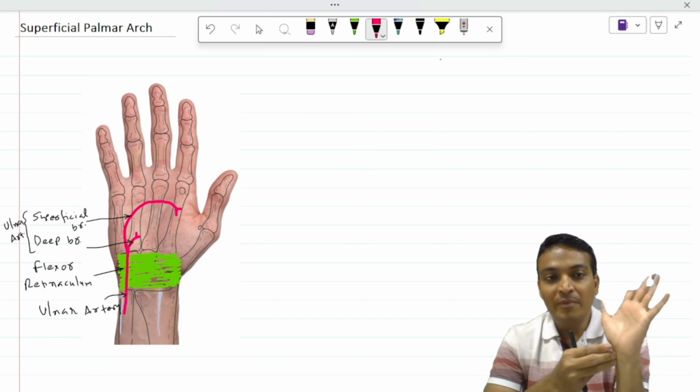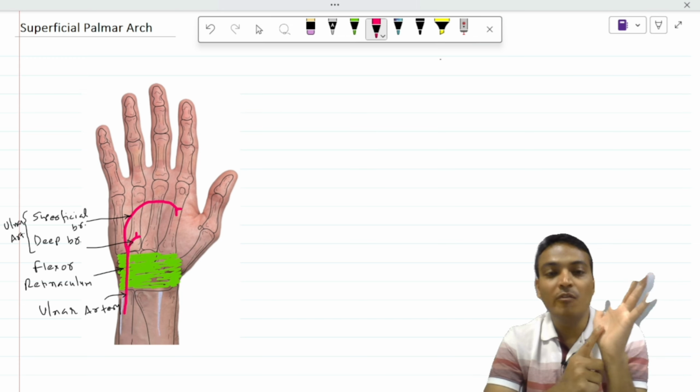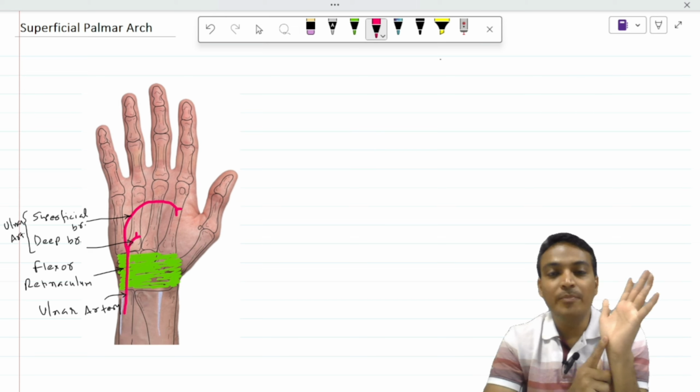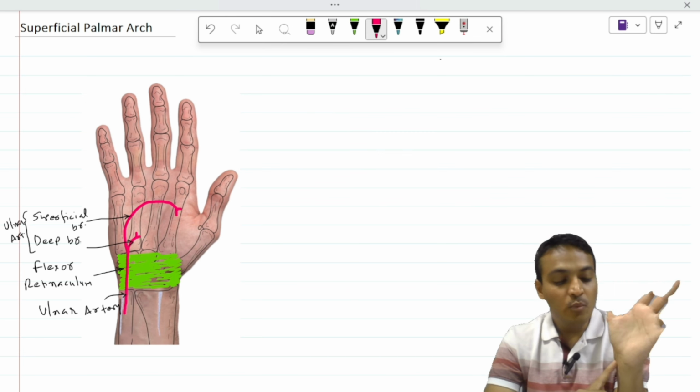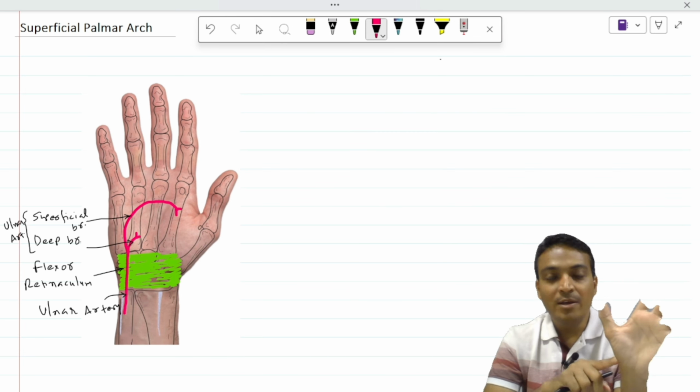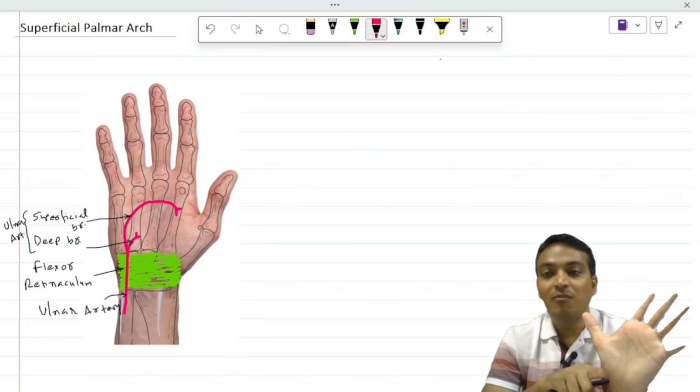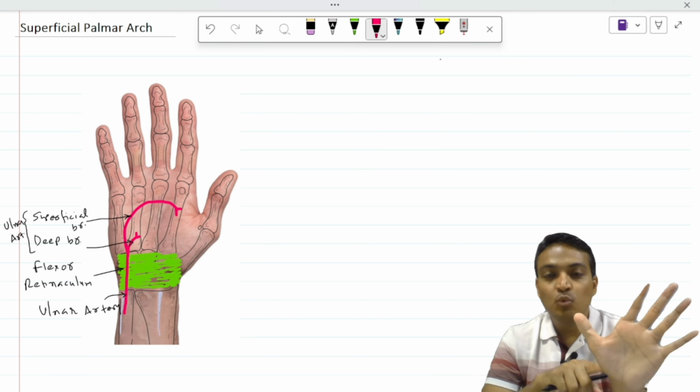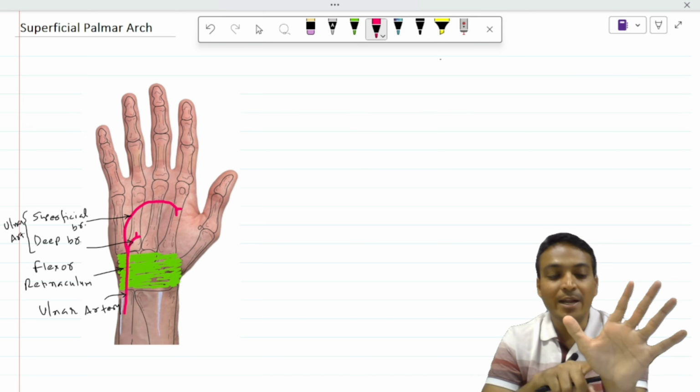Before that, it gives one superficial branch. This superficial branch of the radial artery passes in front of the flexor retinaculum, while the continuation of the radial artery is actually the deep branch of the radial artery. It wraps on the posterior side and reaches the anatomical snuff box, and through the anatomical snuff box it is situated on the dorsum of the hand.